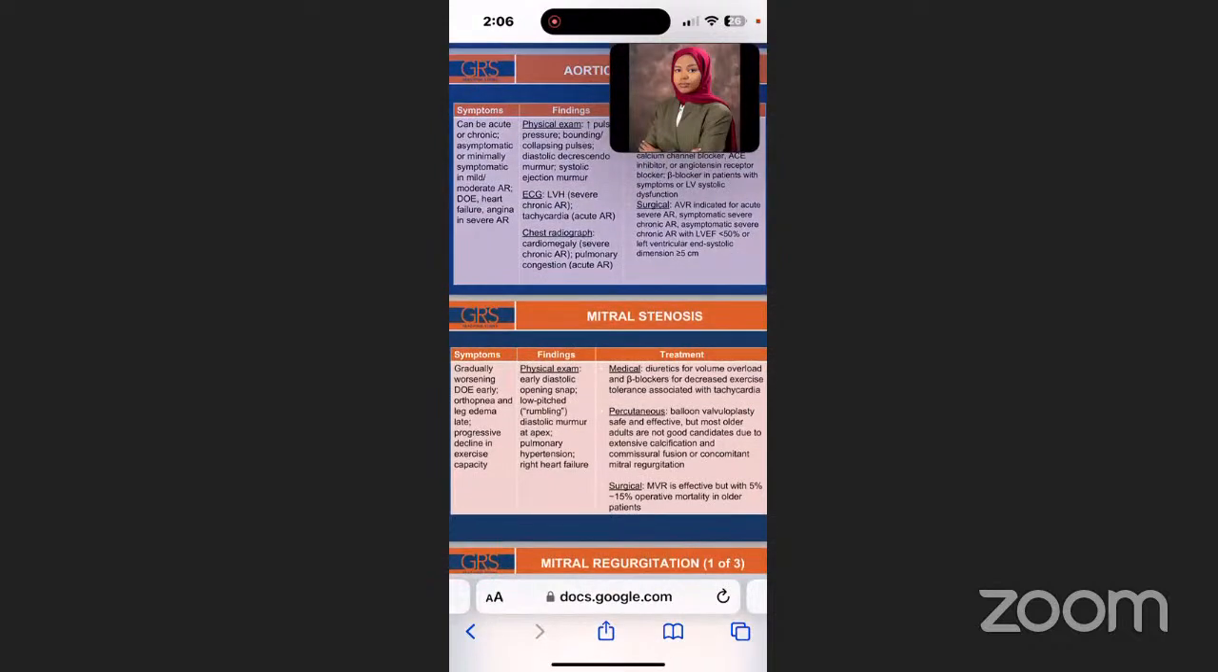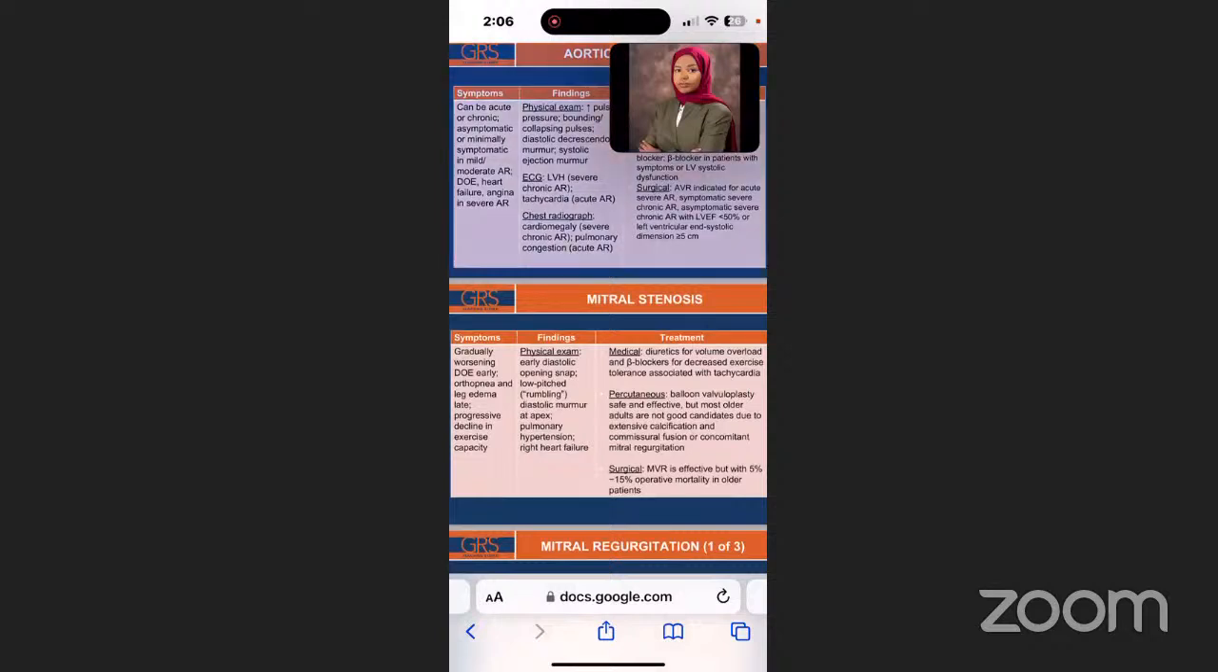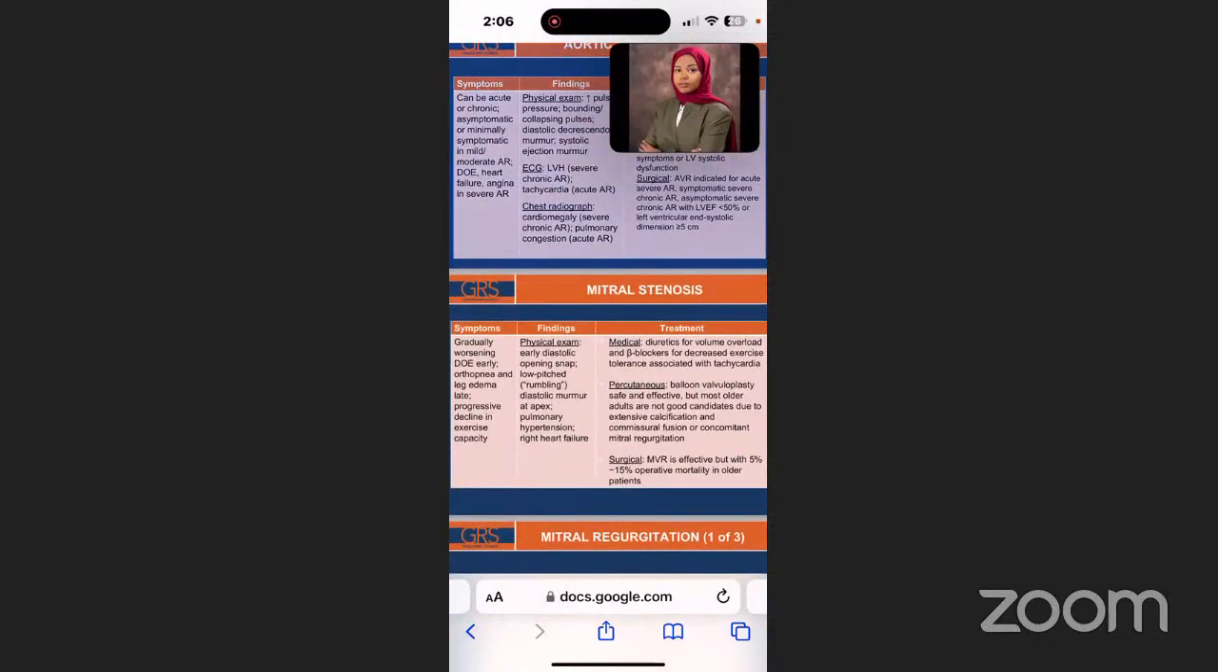The surgical option for aortic regurgitation is indicated for acute severe aortic regurgitation, symptomatic severe chronic aortic regurgitation, and asymptomatic severe chronic aortic regurgitation with left ventricular ejection fraction less than 50%. It can also be used with a left ventricular systolic dimension of more than or equal to 5 centimeters.